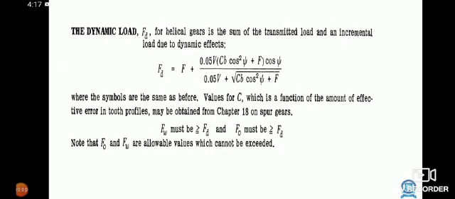The dynamic load FD for helical gears is the sum of the transmitting load and the incremental load due to the dynamic effect. So FD equal to capital F plus 0.05 V (C b cos square psi plus F) cos psi divided by 0.05 V plus root of (C b cos square psi plus F), where the symbols are the same as before. Values for C, which is a function of the maximum effective error in tooth profile, may be obtained from the spur gear. FW must be greater than or equal to FD, and F0 must be greater than or equal to FD. Note that F0 and FW are allowable values which cannot be exceeded.